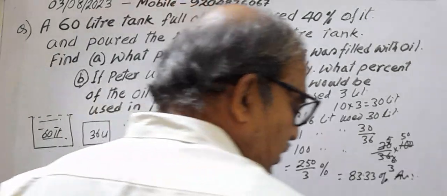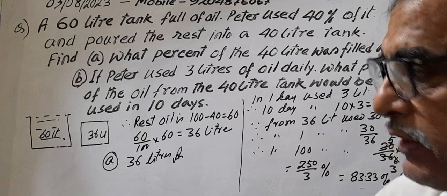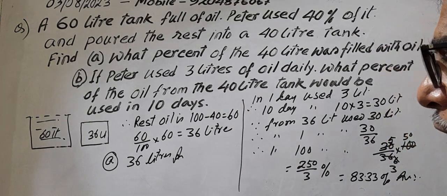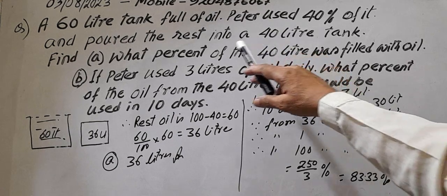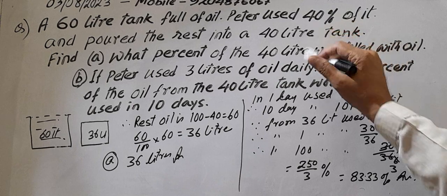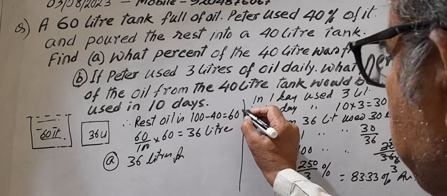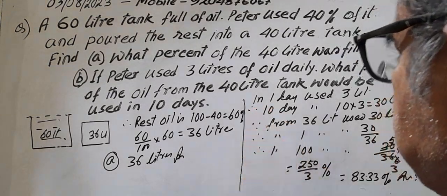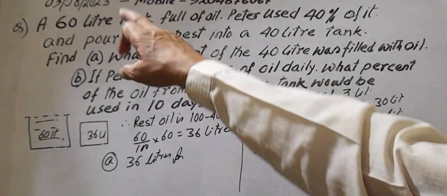It is used. So, प्यारे बच्चों, आप पहले क्या किए हैं? आप पहले तेल कितना था? 60 liter तेल था, and he used 40%. So 40% means जितना use किया, rest कितना हो जाएगा? Rest oil is 100 minus 40, that is 60%. Clear? Rest here is 60%. You may write here 60%. So 60% का 60 liter कितना हो गया? 36 liter. 60% किसका? 60 liter का 36.